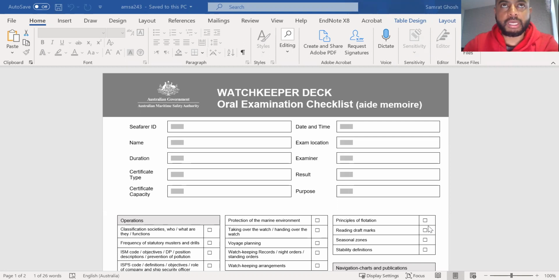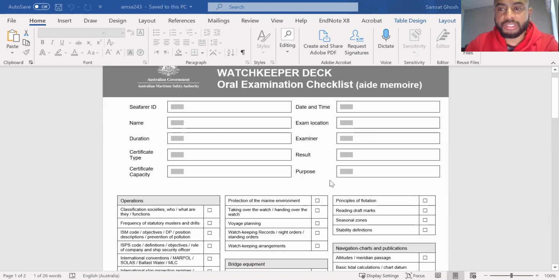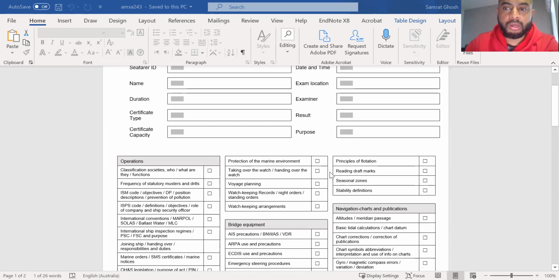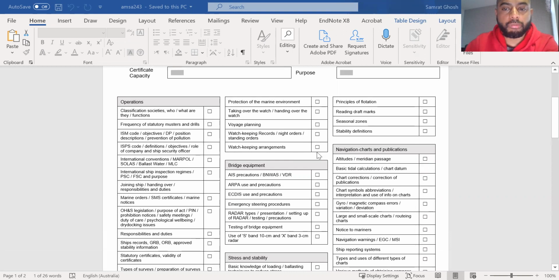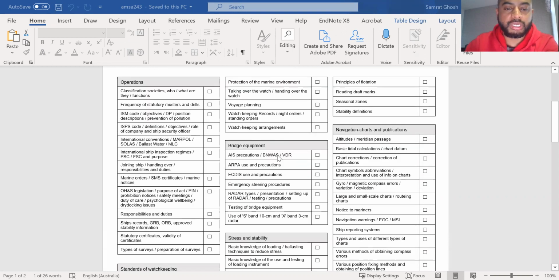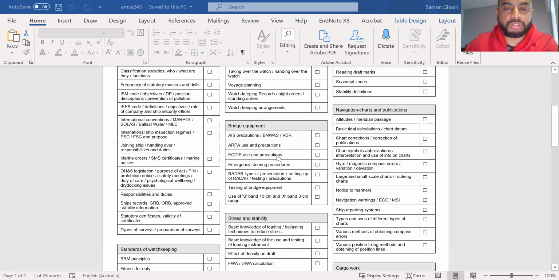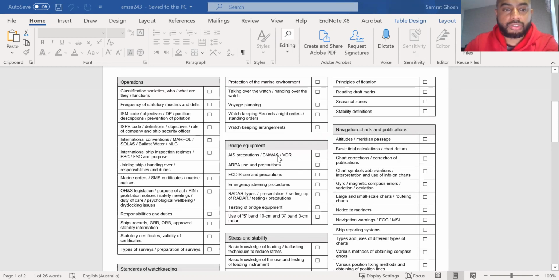And although this may be an AMSA issued checklist, this checklist can be used by deck officers appearing for second mate examinations anywhere in the world. It's a good checklist. It gives you a good idea of what are the areas that surveyors will normally target. All right, so you can see here, the checklist is divided into categories of operations: bridge equipment, navigation charts and publications, stress and stability, standards of watchkeeping, and so on and so forth. So let's see what are the areas included in each.